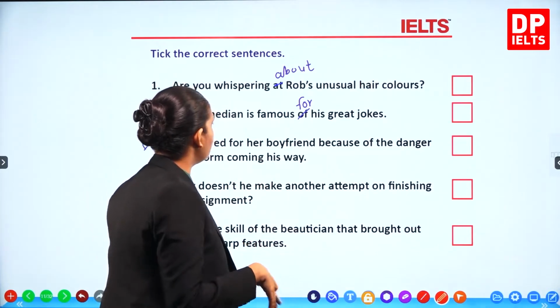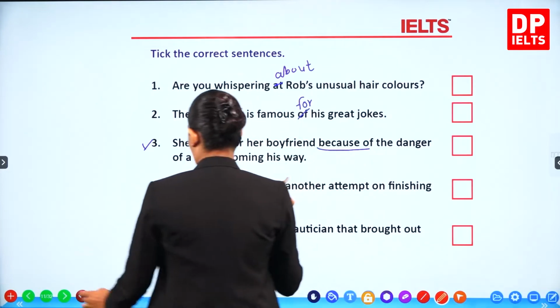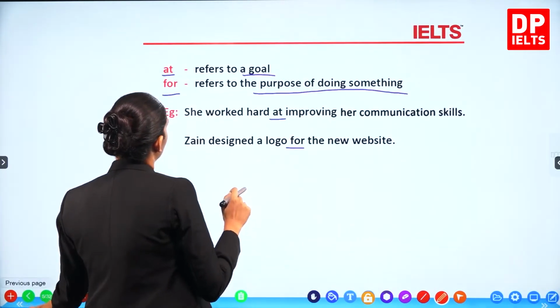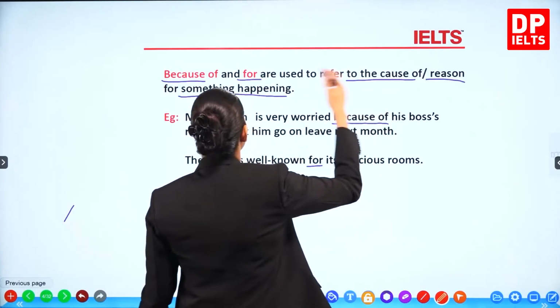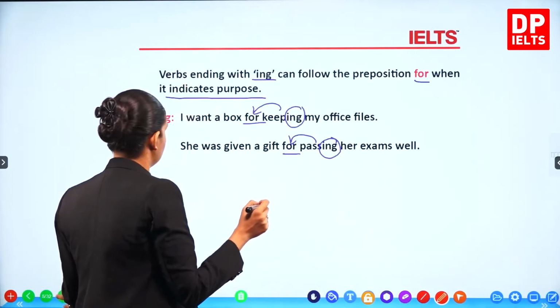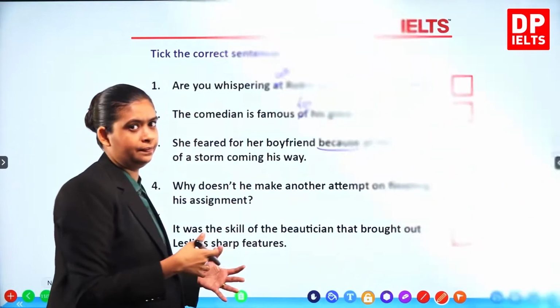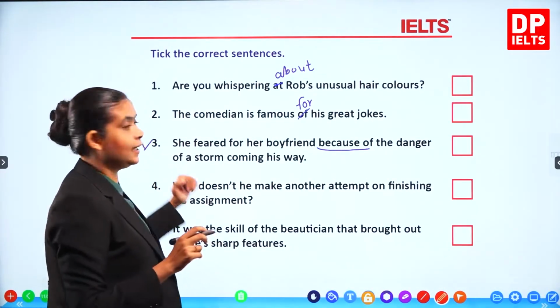She feared for her boyfriend because of the danger. When do you use because of? You use it when you refer to a cause or reason for something to happen. So why was she scared? Because her boyfriend was in danger. So the reason was because her boyfriend was in danger. So I think that is correct.